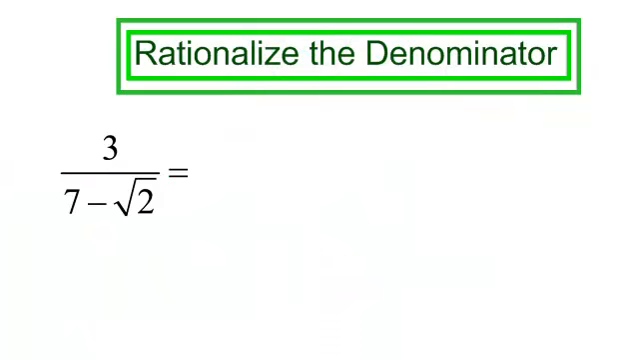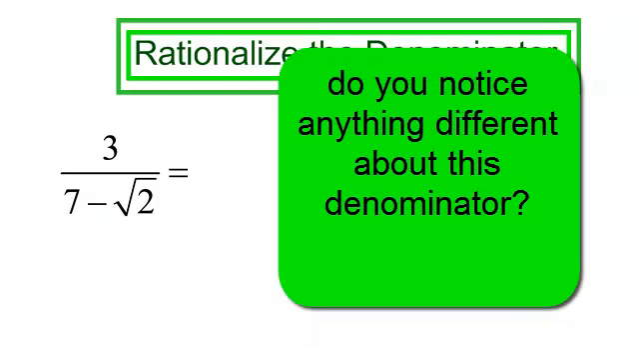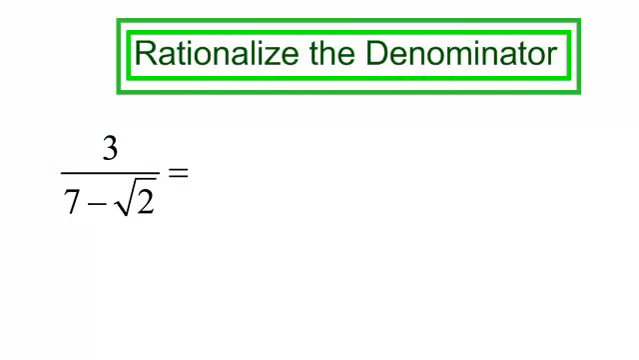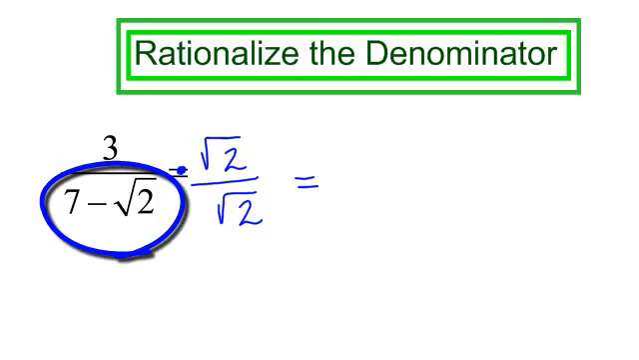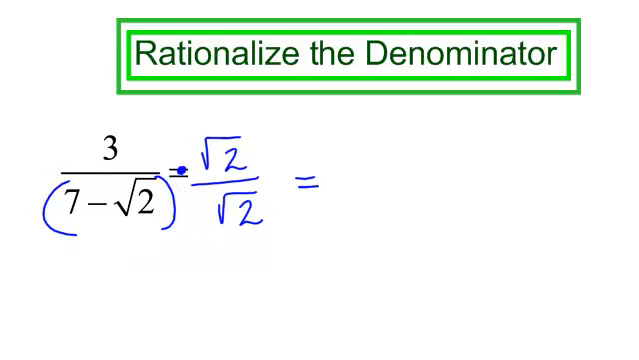One more problem to go. I have 3 over 7 minus radical 2. Do you see anything different about this problem? Let's say we're going to try to get rid of this radical in the denominator. We know we're supposed to do that. So I'm going to multiply this times radical 2 over radical 2. But I do need to be careful because this is not a monomial. This is a binomial. It's 2 terms. So if I'm going to multiply by radical 2 in the denominator, I have to multiply both of them.